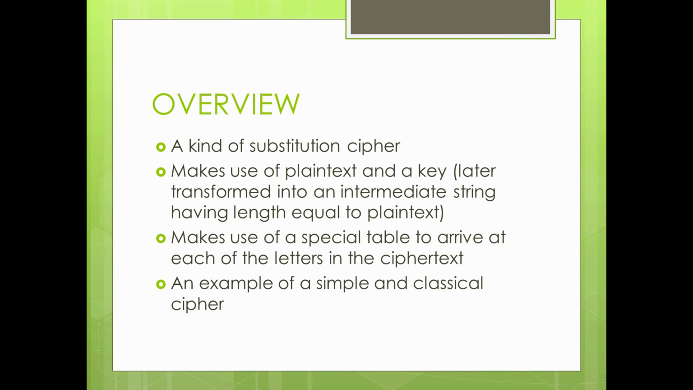In this kind of cipher we also make use of a special table to arrive at each of the letters in the cipher text. In that special table, the rows correspond to the letters of the plain text and the columns correspond to the letters of the intermediate text. I will tell you how we arrive at each of the cipher elements in the latter part of this video. But for now, the polyalphabetic cipher is an example of a simple and classical cipher.